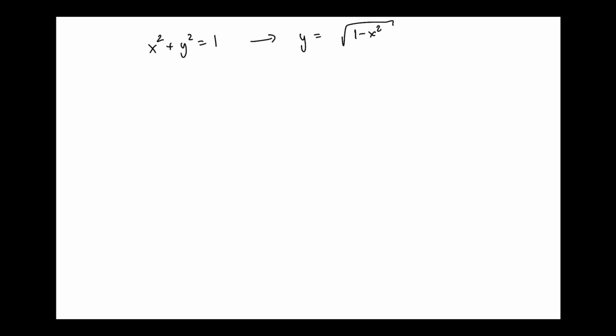Am I missing something? Yeah, okay. So technically I would need a plus minus here, and so it's really two functions. And what is the graph, by the way, of this equation? Yeah, it's just a unit circle. Okay, so I need the plus minus because the plus describes the top half of the circle and the minus the bottom half.